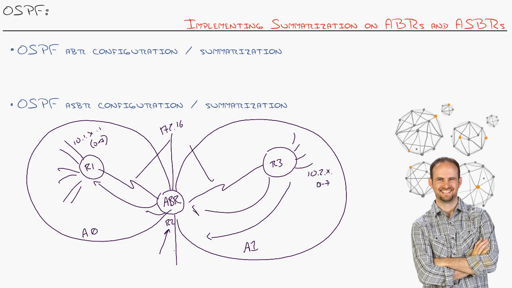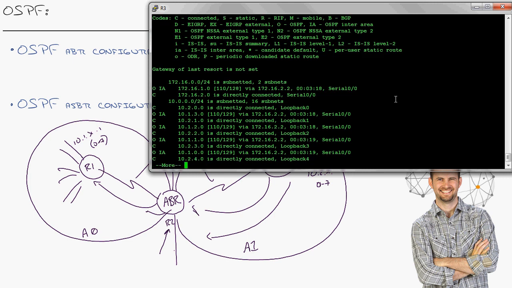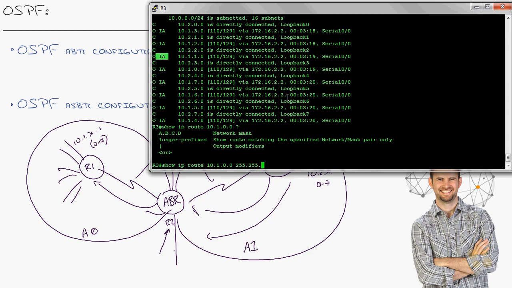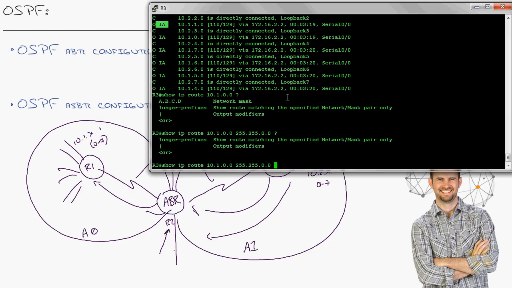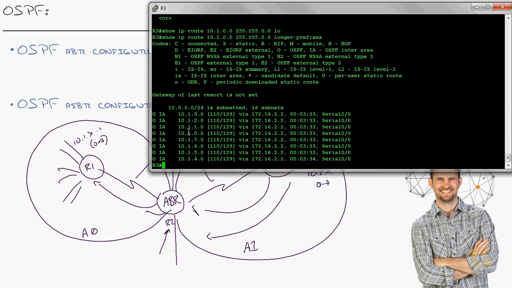Now before we summarize, let me show you the perspective from one of the other routers. I've got router 3 here sitting over in area 1. I'll do a show ip route. And sure enough, I see a whole bunch of OSPF routes that are inter-area. And that's the IA. Those are all 10.1 routes. Put a network mask on there and say, show me the longer prefixes. There we go. And we filtered down to where we can just see the inter-area routes that are coming over from the other side.